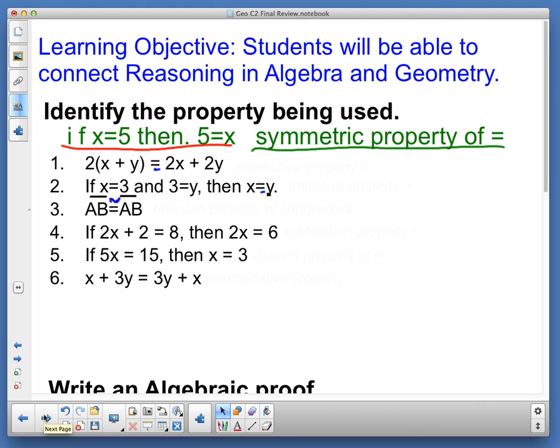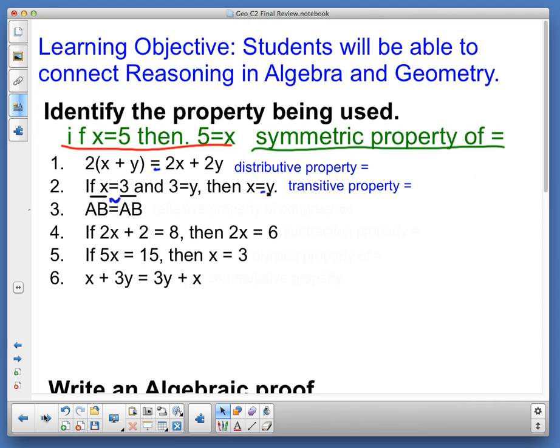So in 1, what am I doing? I've got the distributive property going on. I'm going to distribute from this part to this part, so I've got distributive property. In 2, if x equals 3 and 3 equals y, then x equals y. This is an example of transitive property, and that's of equality as well. The first 3 were all of equality, and they all have equal signs in them.